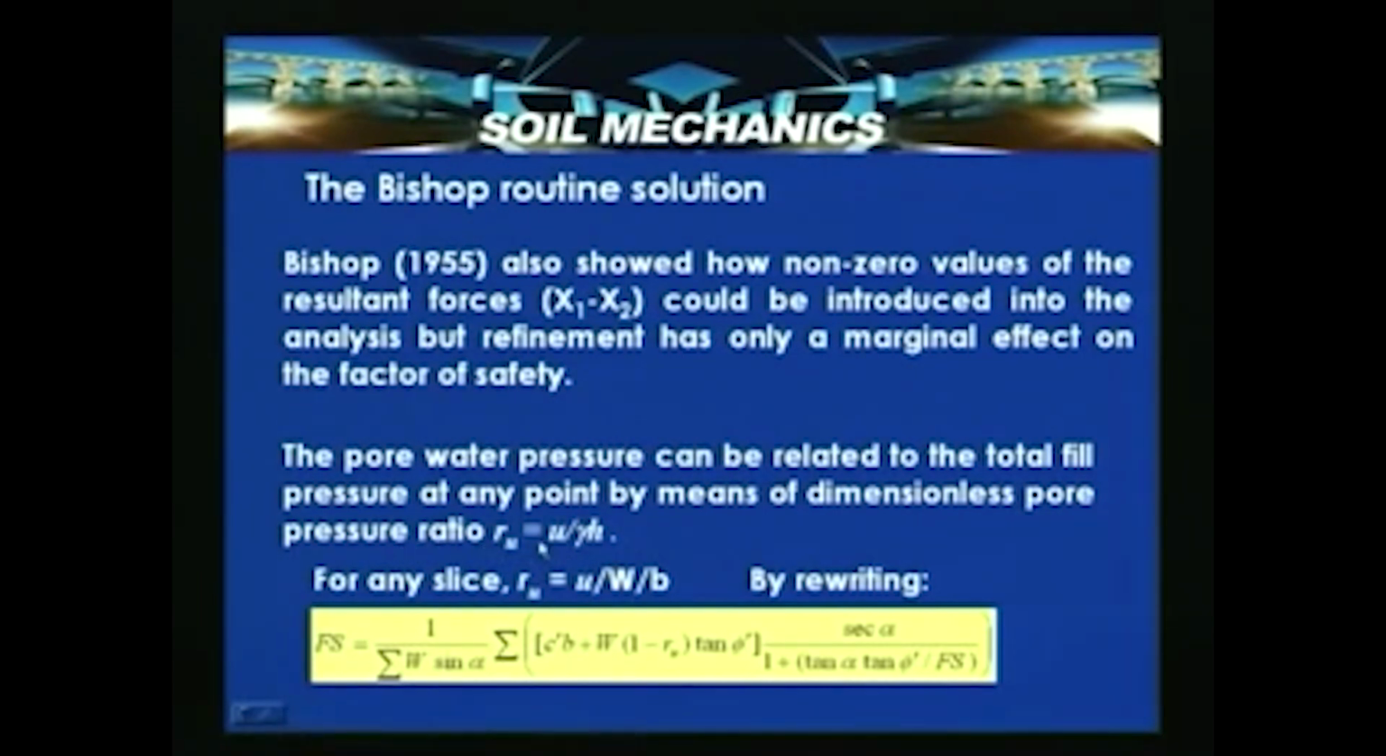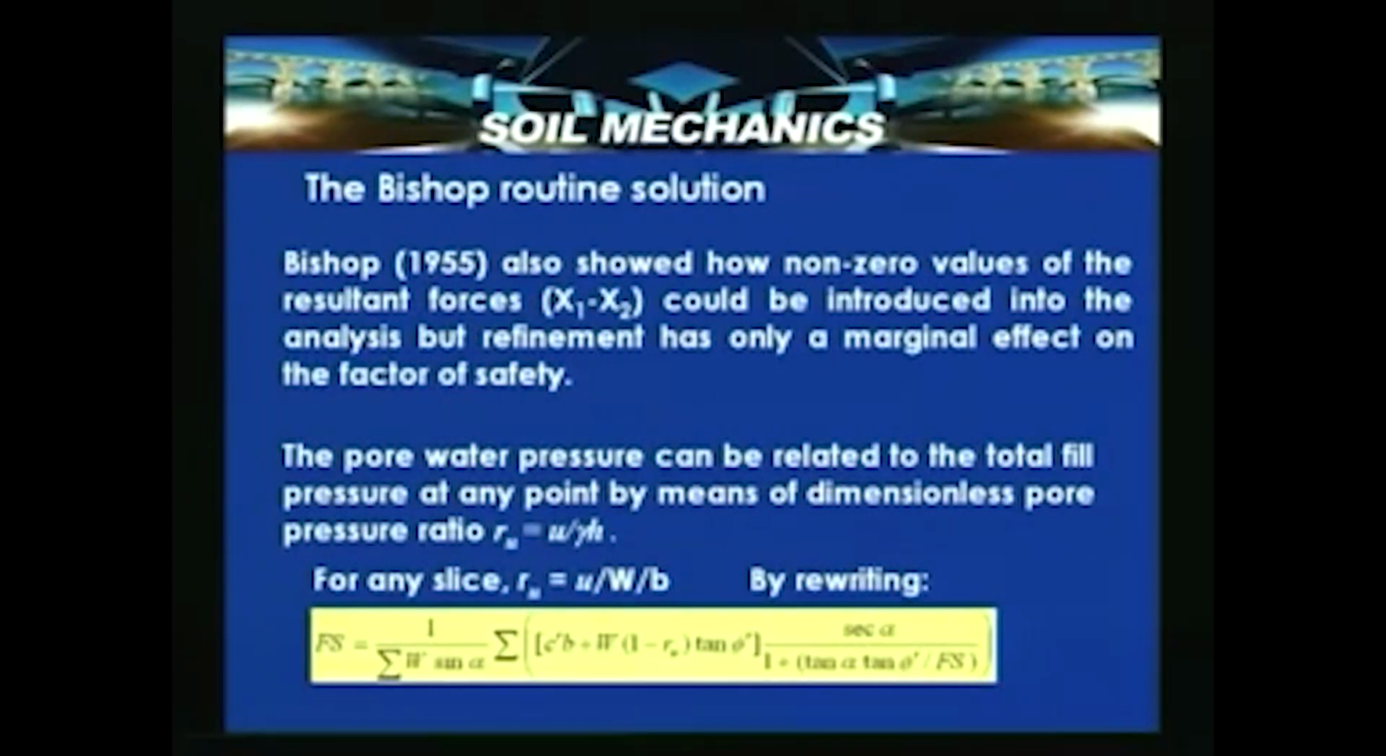So, which is also known as pore water pressure coefficient or pore pressure ratio. Here the pore water pressures can be related to the total fill pressure at any point by means of a dimensionless pore pressure ratio or pore water pressure coefficient, which is given by r_u = u / (γh), where h is the fill height, γ is the unit weight of soil and u is the pore water pressure at that particular point. So, if r_u is equal to 0.5, that indicates the slope is completely saturated. If it is approximately about 0.5, the slope is assumed to be saturated.